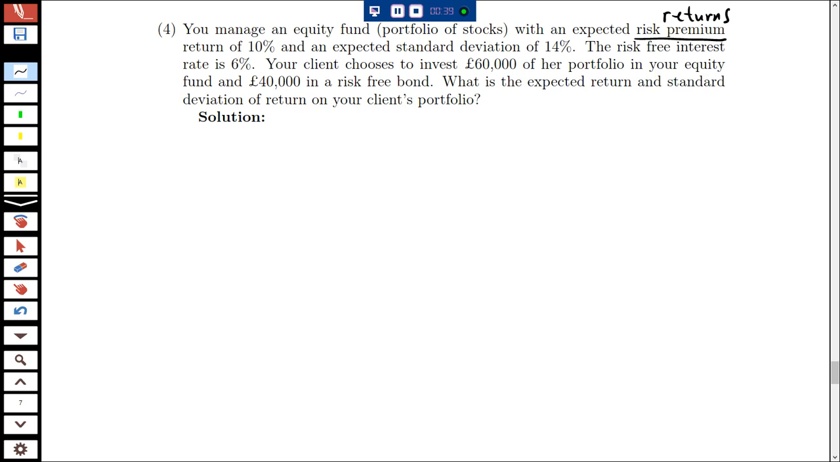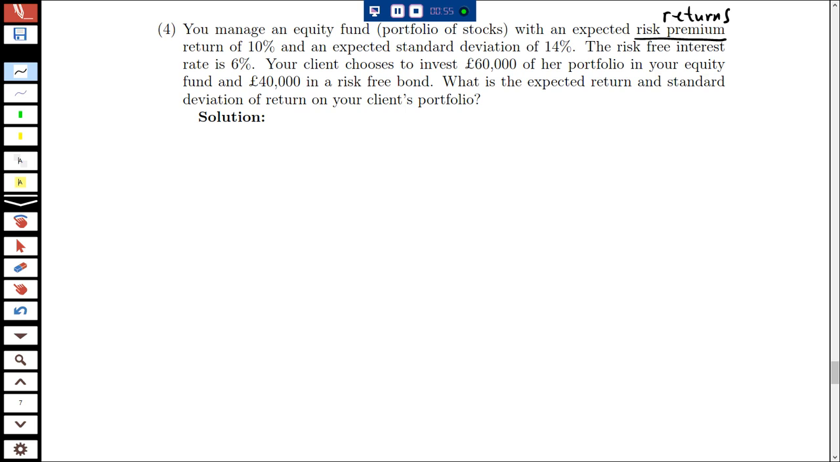Your client chooses to invest 60,000 in the risky part and 40,000 in the non-risky part. What is the expected return and standard deviation of your client's portfolio?